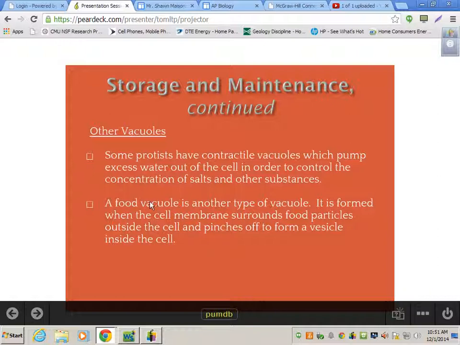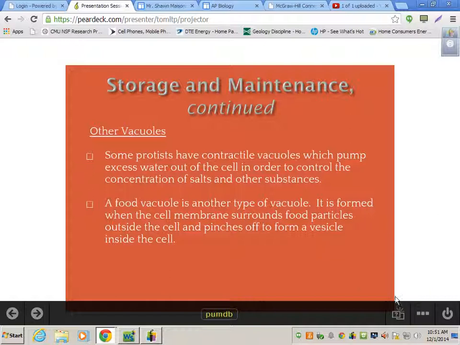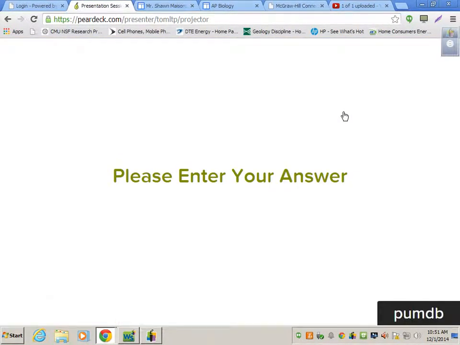So a food vacuole is another type of vacuole. It's formed when the cell membrane surrounds food particles outside of the cell, and they bring them in through what process? What process would I bring food into my cell? What is that process called? What process, be specific, would I use to bring food into my cell? What process would I use to bring food in and create a food vacuole? It sounds like a test question. What process would create a food vacuole?